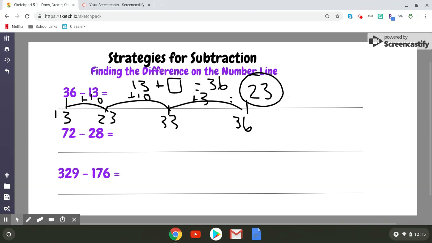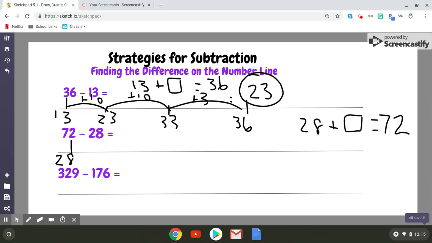For 72 minus 28, we'll try it again with this problem. Again, the problem I'm really trying to solve is 28 plus how many will equal 72. And this missing addend will be the same number as the answer to my subtraction equation. So if I start out at 28, now I have to count up to 72. So I can put that on my number line here, or once I'm really good at it, I might not have to start out that way.